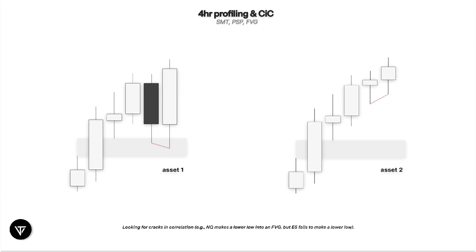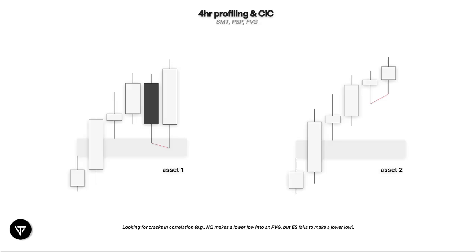I need confluences. I'm looking for S&T divergence. I'm looking at PSP. And I am highly focused on cracks in correlation. Like if I'm looking at ES and NQ, and let's say NQ makes a lower low into a 4-hour fair value gap, but ES fails to make that lower low, boom, that's a crack in correlation. That S&T divergence gives me the confidence that smart money is accumulating right there at that key 4-hour level.